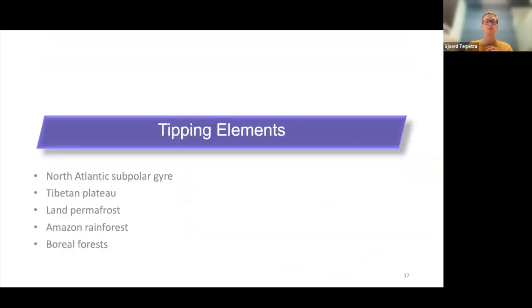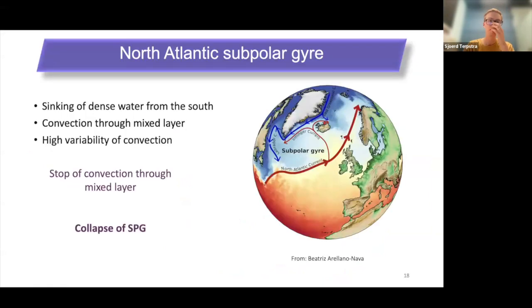Okay, now we'll go one by one through each system, starting with those that are designated as highly likely to be tipping elements. So the first one is the subpolar gyre. Here we have sinking of dense water from the south that is transported by the Atlantic circulation, and we have convection through the mixed layer. So we have sinking of water, and this is often measured by the mixed layer depth in these climate models.